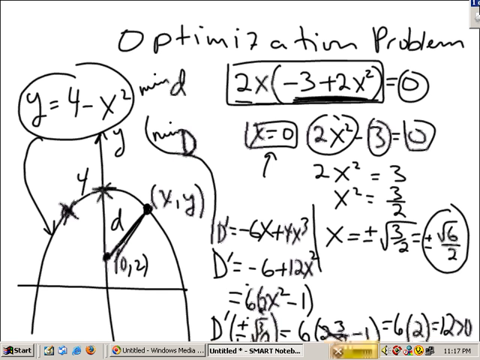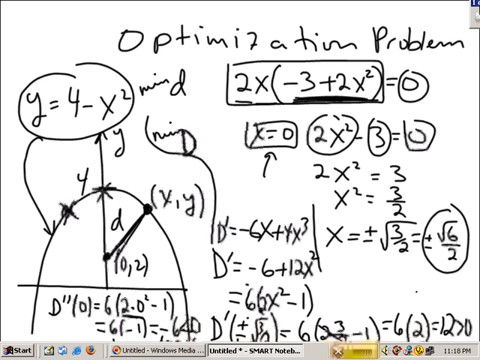And on the far left here, let's find the second derivative at 0. The second derivative at 0 is equal to 6 times (2 times 0 squared minus 1). 2 times 0 squared is 0. Take away 1 is negative 1, and that product is negative 6. Well, this is less than 0. That means we have a relative max.